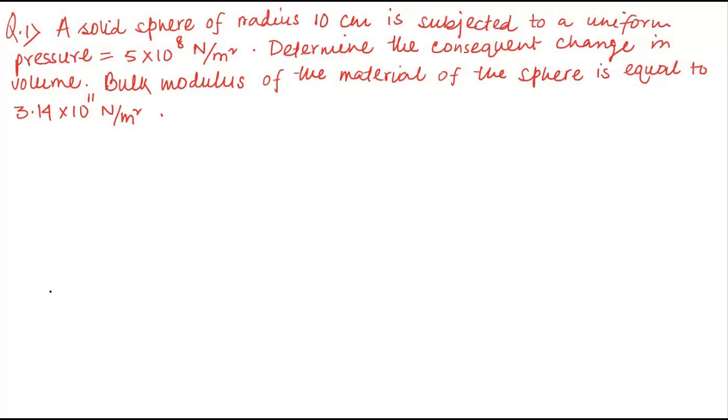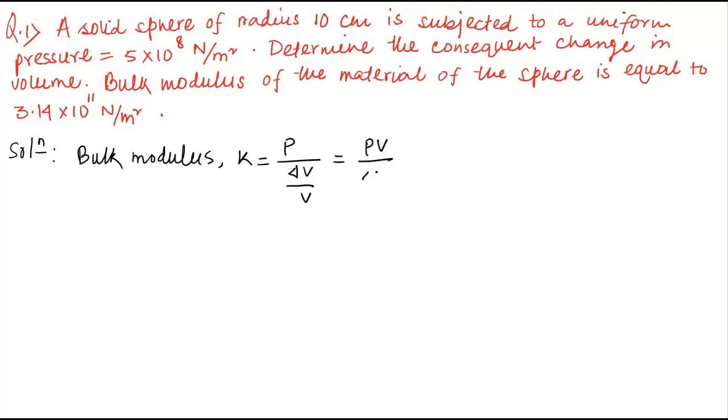Bulk modulus of the material of the sphere is equal to 3.14 into 10 to the power 11 Newton per meter square. Okay. So we know that bulk modulus K is equal to volumetric stress upon volumetric strain, which is equal to P divided by delta V upon V. That means we can write PV divided by delta V. From this question we have to calculate the consequent change in volume, that means delta V, which is equal to PV divided by K.